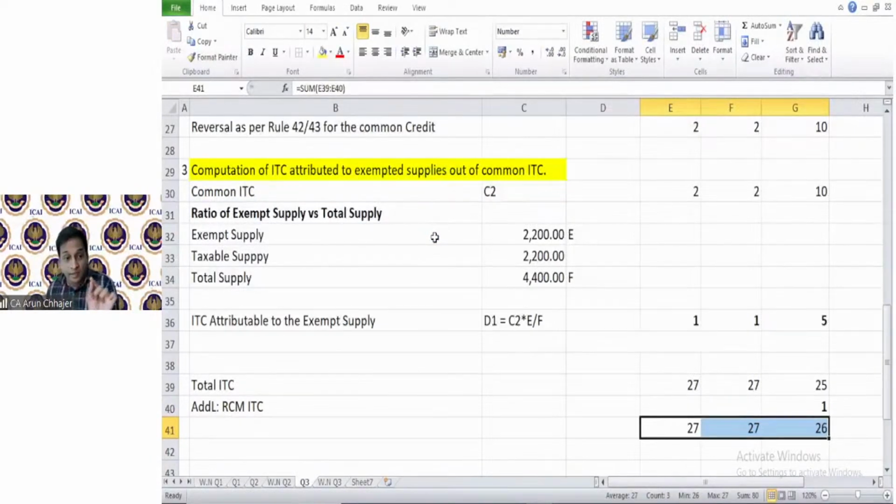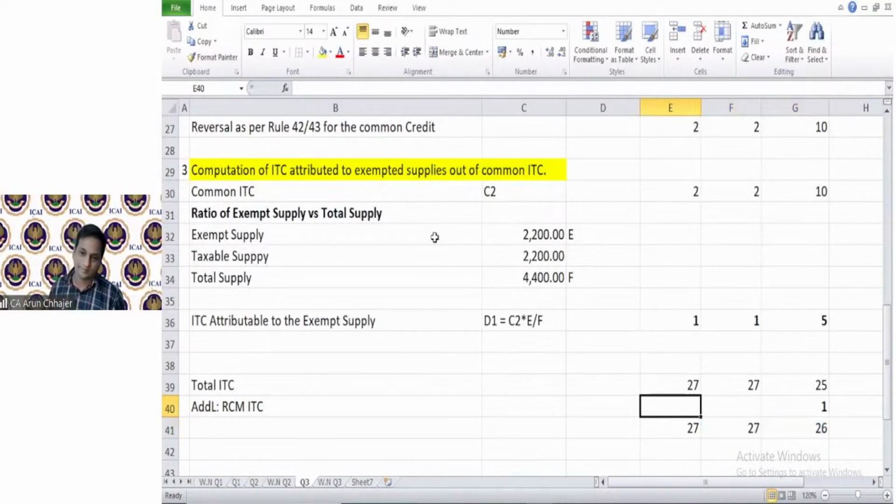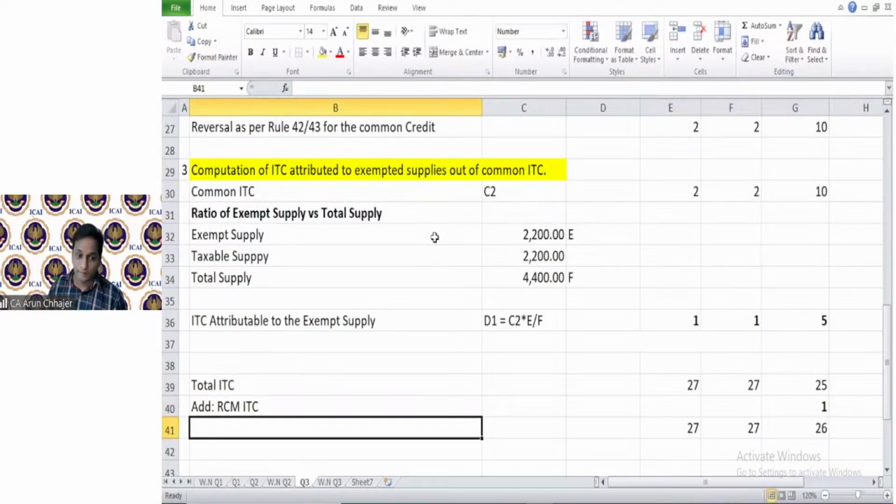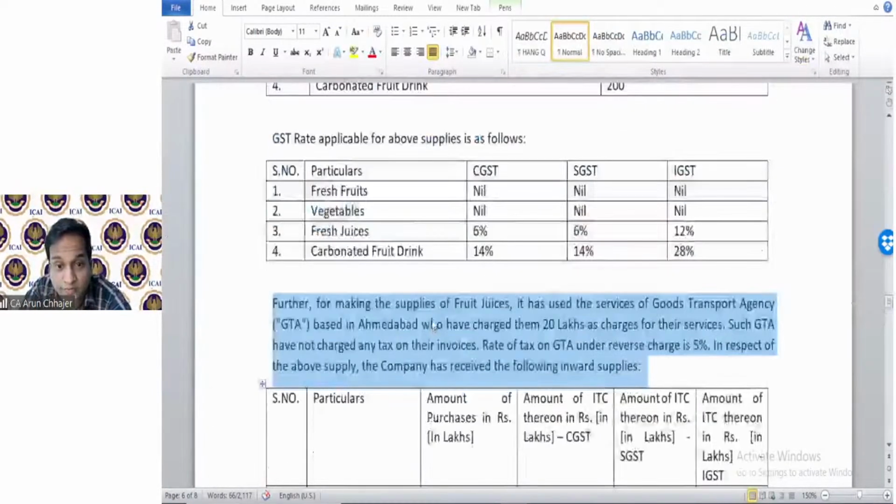Please note, the RCM ITC, I have added after all these calculations have been done. I have not added before that. Why? So is it that on the reverse charge, rule 42-43 will not come into the picture? Is it that point or anything else? Kindly confirm. I hope my question is clear to all.